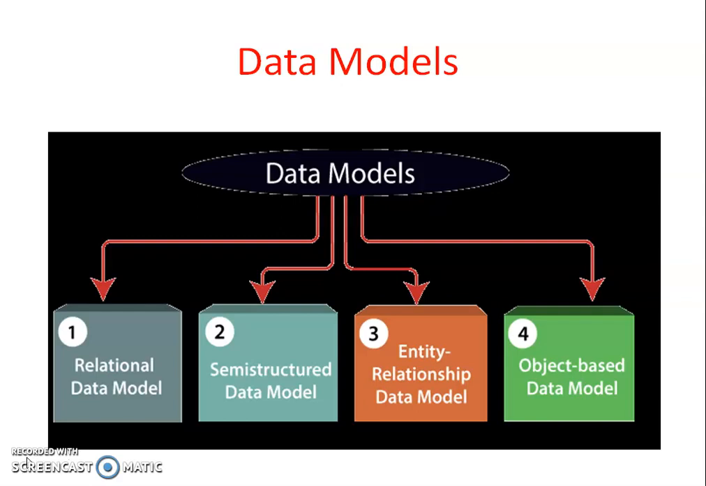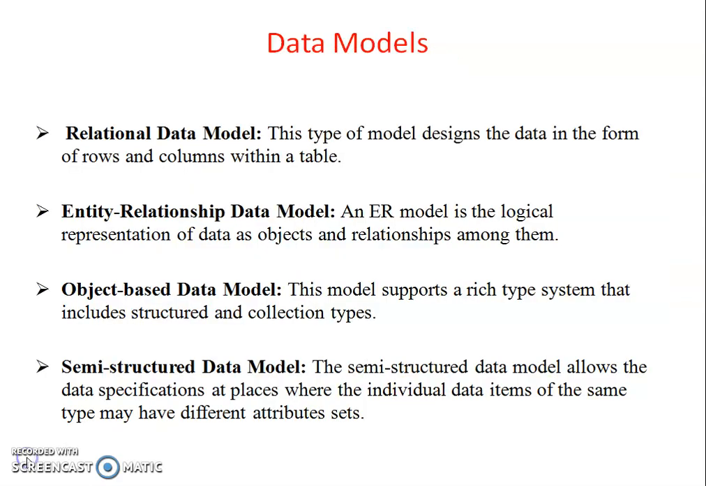The first one is the relational data model. This type of model designs the data in the form of rows and columns within a table. It means the relational model uses tables for representing data and the relationships between them. Tables are also called relations. The relational data model is the most widely used model, used in commercial data processing applications.